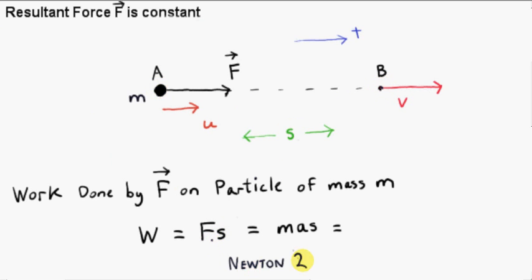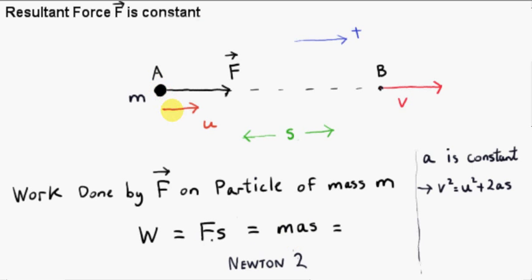Next, we use Newton's second law. F is the resultant force on this particle. And we know that the magnitude of the resultant force on any particle is the mass of the particle times the magnitude of its acceleration. F equals ma.